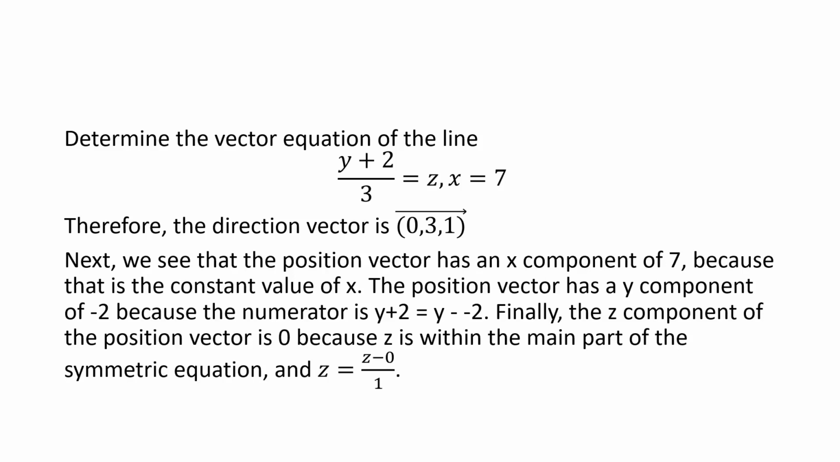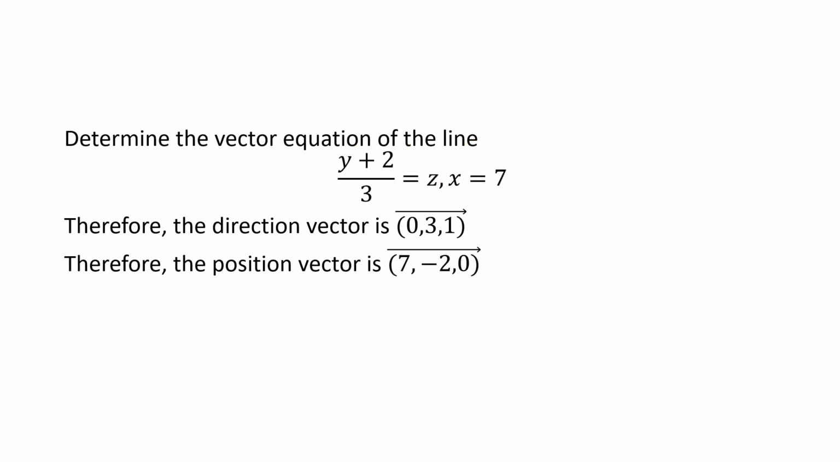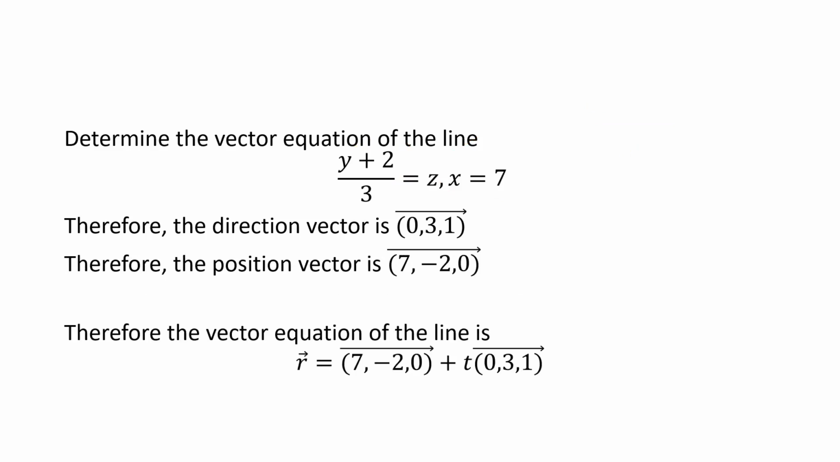Now we see the position vector of x has a component of 7 because that's the constant value of x. The position vector has a y component of -2 because you switch the sign. And then the z component of the position vector will be 0 because to say z is like saying z minus 0 over 1. Okay? And again, putting that all together like we did a moment ago, we get the same answer we got a few minutes ago, which is that r is (7, -2, 0) plus t times (0, 3, 1). We should be saying t is an element of the reals at the end of this. I have a bad habit of forgetting to do that sometimes.